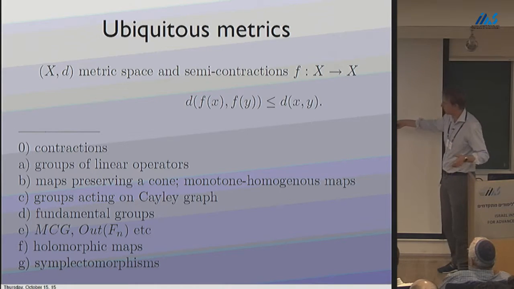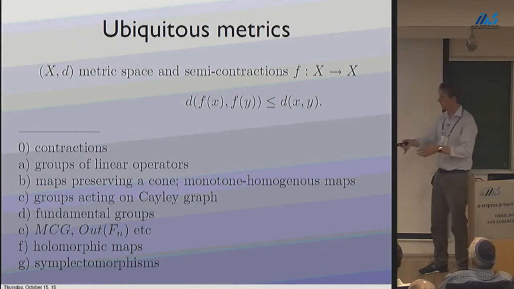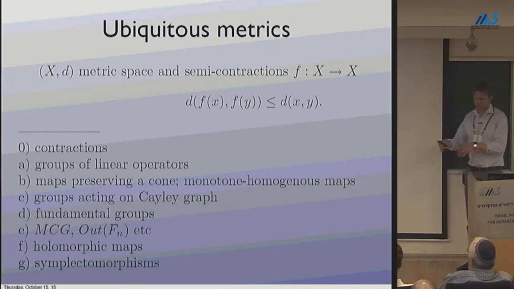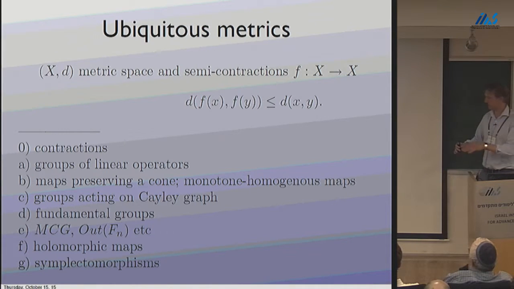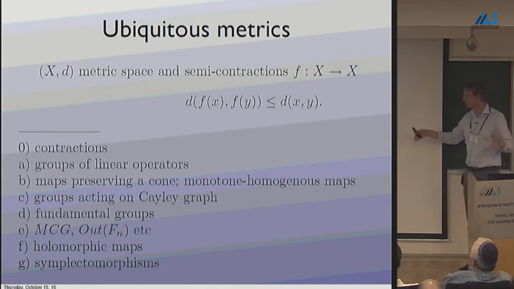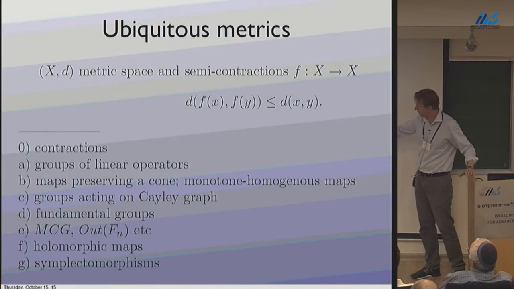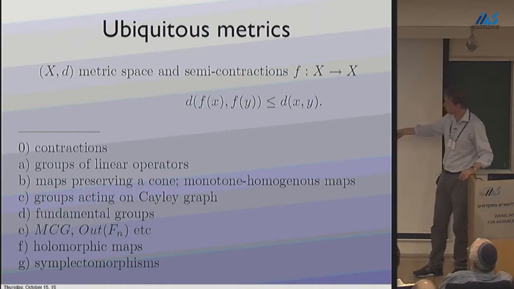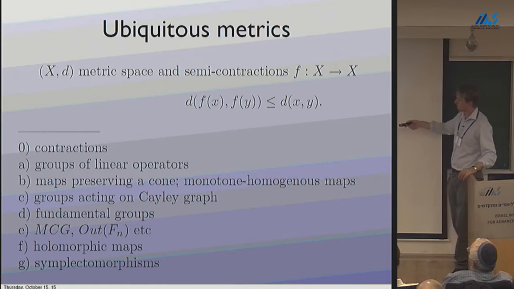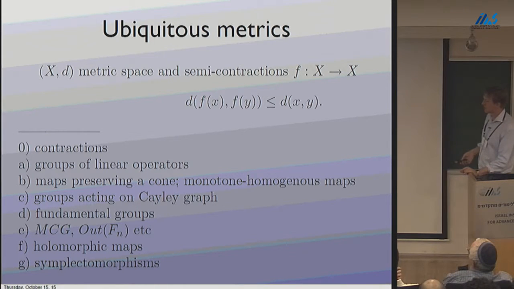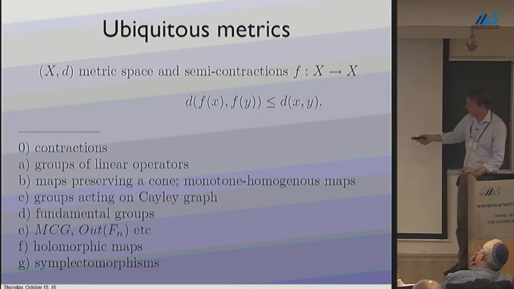If you have a group, say a finitely generated one, it acts by isometry on its Cayley graph by translation. Or if you take the fundamental group of a compact manifold, you can take a Riemannian metric and lift it and have it acting on the universal cover. And then the mapping class groups and outer automorphism groups of free groups, they have versions of the symmetric space that they act on.